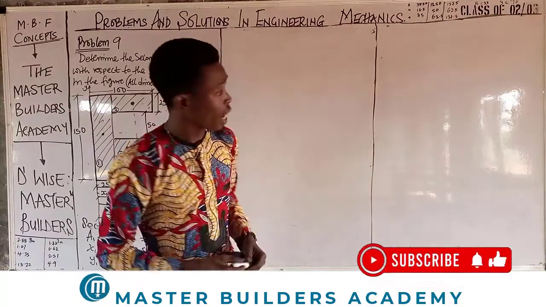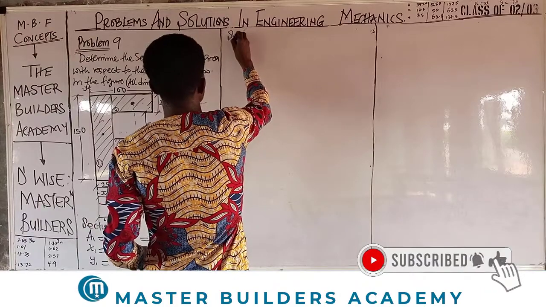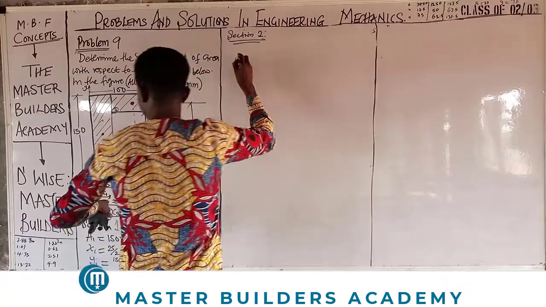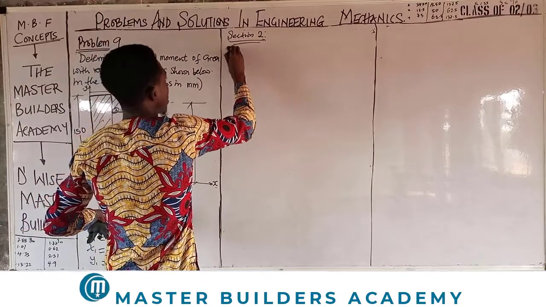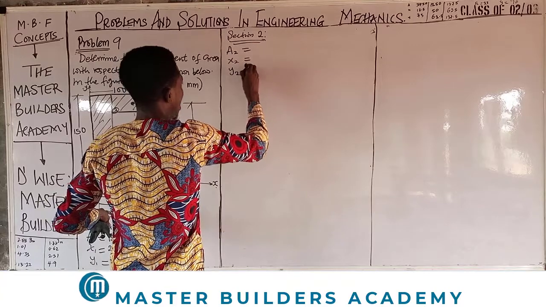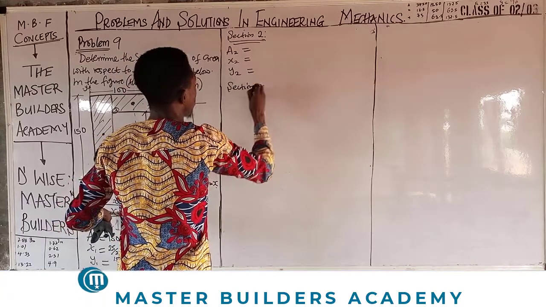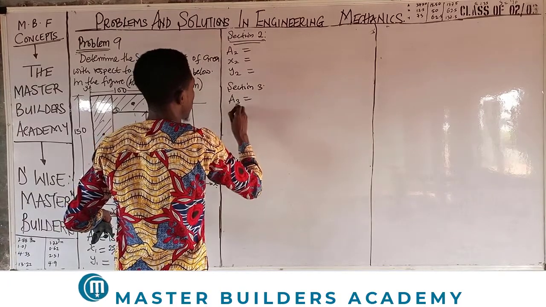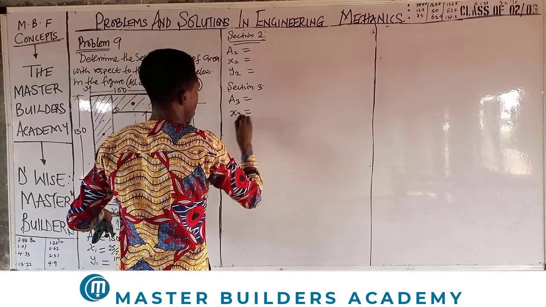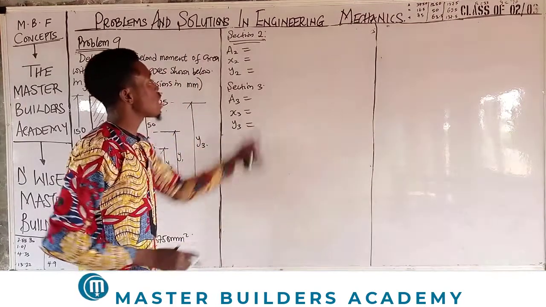Okay, now we have section 2. In section 2, we will find A2, X2, Y2. In section 3, we find A3, X3, and Y3. That's all. So how do we find A2?